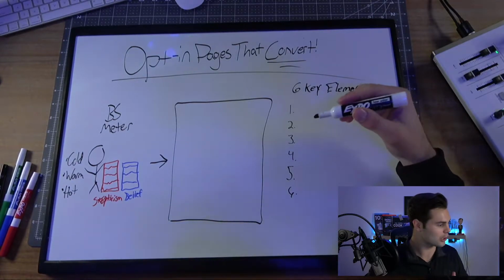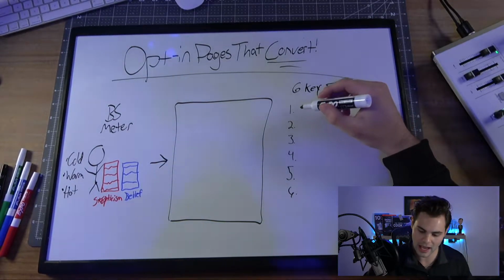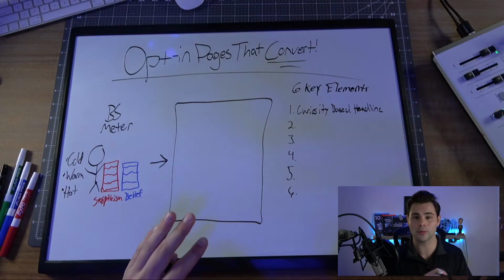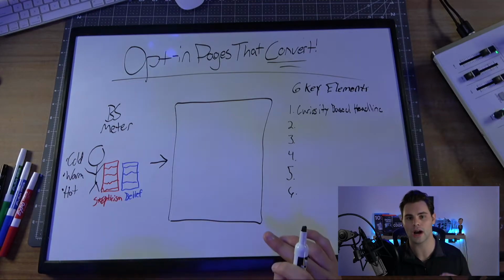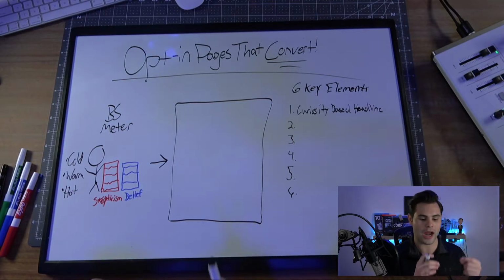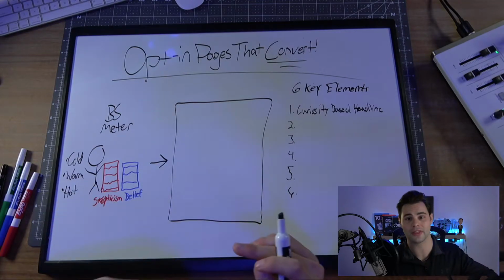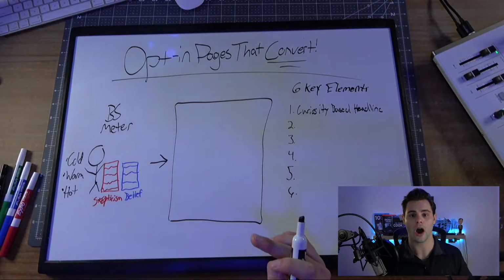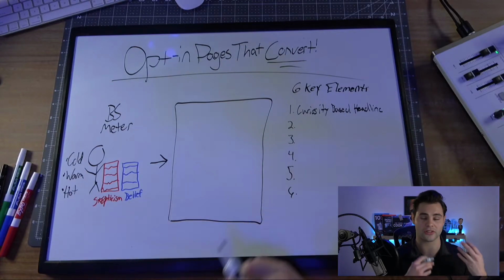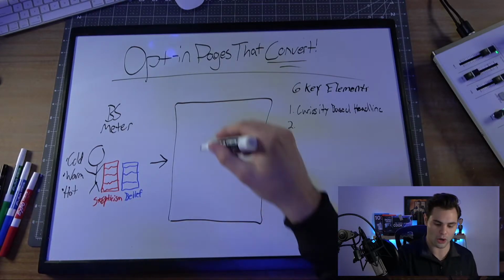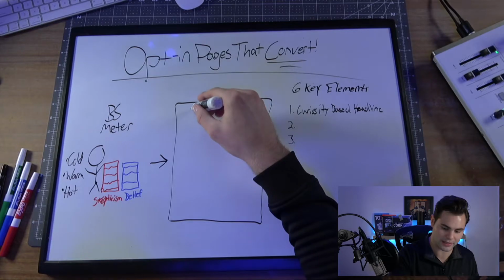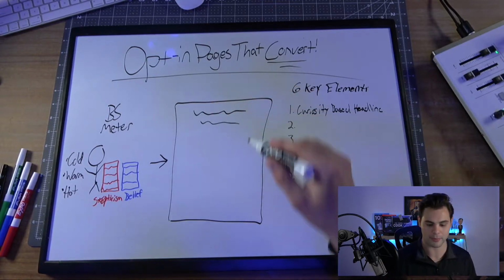Now, the first key element you need is a curiosity-based headline. The curiosity-based headline is super, super important. It's probably the most important thing on your opt-in page. It's the first thing people are actually going to see and read, and it's going to make or break whether or not they read the rest and continue to give you their email address or their customer information, right? So your headline is at the very top of your opt-in page, right?